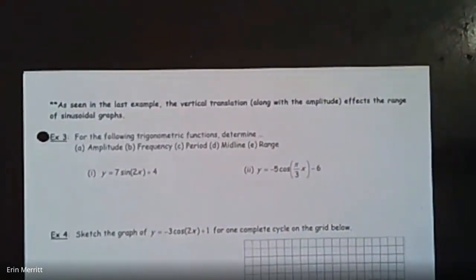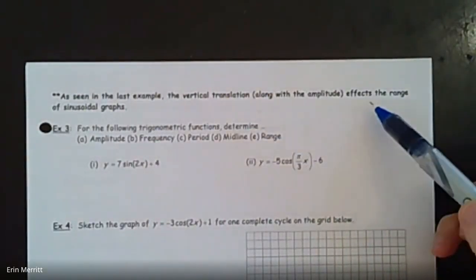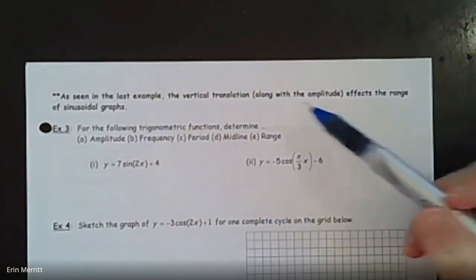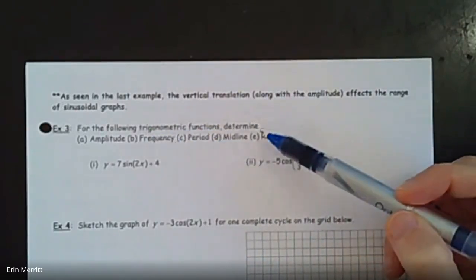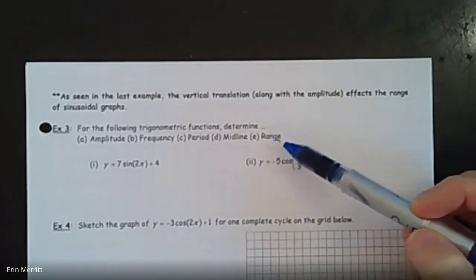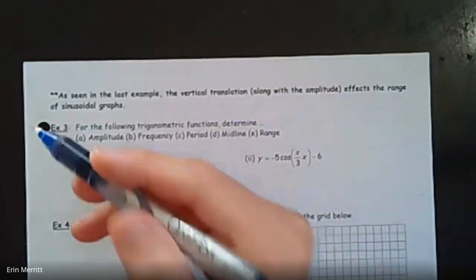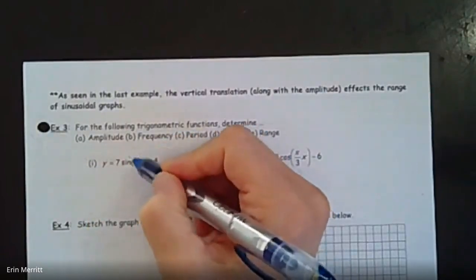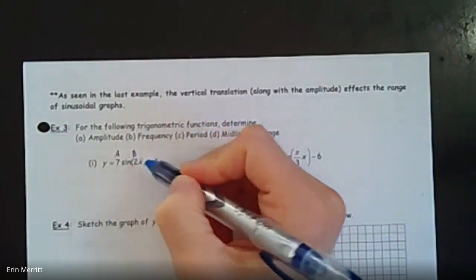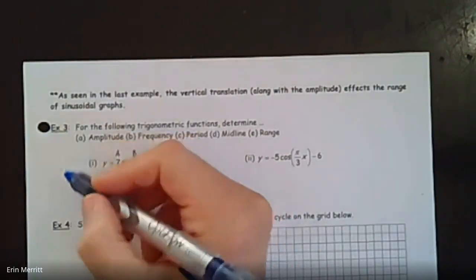So it says here, as seen in the last example, the vertical translation along with the amplitude affects the range, right? So it says for the following trig functions, determine what's the amplitude, frequency, period, midline, and can you figure out the range without actually graphing it? Okay, well, let's try one. So first of all, the equation, here's the A, here's the B. I only jumped to calling that D because there is no plus C in the equation. If you want to call it C, go ahead, all right?